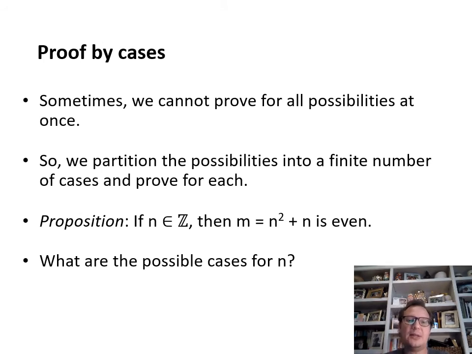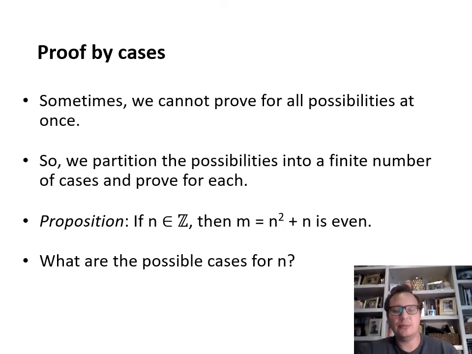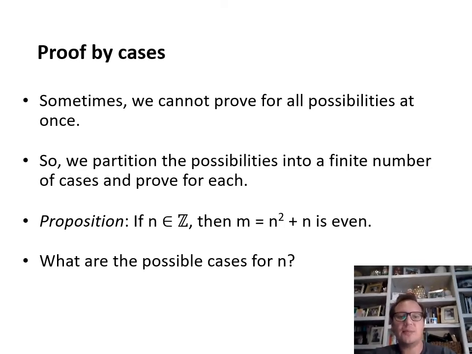Okay, another type of proof that we'll do in this class is proof by cases. So again, I already mentioned this proof in part 1. Now we'll actually put that into action. So sometimes it's really hard or even impossible to prove something for all possibilities at once. And so then a good idea is to partition the possibilities into a finite number of cases and prove each one of them individually. You of course have to make sure that the cases are exhaustive and that they indeed cover all the possibilities.